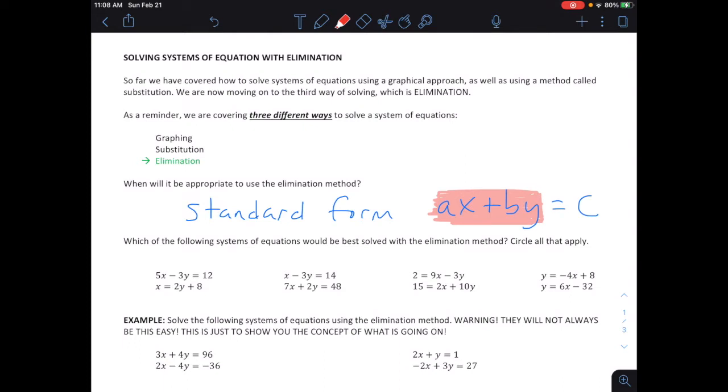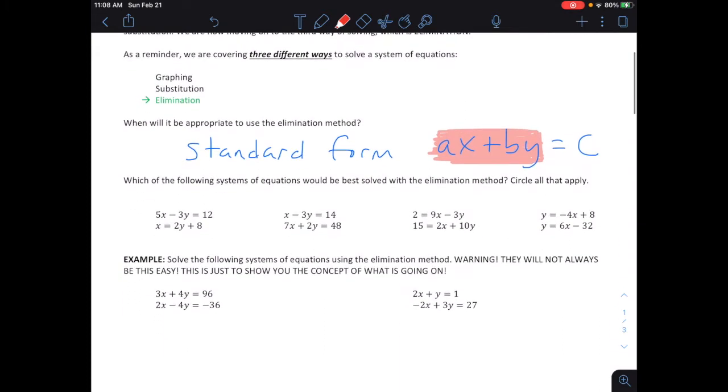If we look at these four different systems of equations here, we have to identify which ones would be best solved using the elimination method. If I look at the first one, I see an x equals here. That means that variable x is on the left side and the y is on the right side. So that's not standard form. So this one is not going to be a good one. If I look at the next one, I see x minus 3y on the left-hand side, and then I see 7x plus 2y on the left-hand side. So that's a good candidate because it's in standard form.